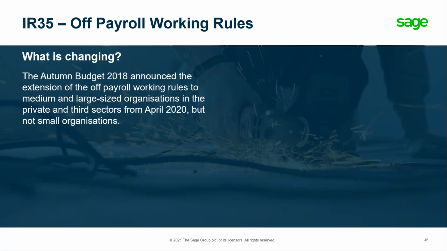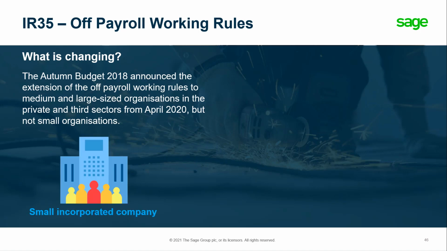So what is changing? The Autumn Budget 2018 announced the extension of the off-payroll working rules to medium and large-size organizations in the private and third sector from April 2020, but not small organizations. A small incorporated company, subject to the Companies Act 2006, must meet two of the following criteria: fewer than 50 employees, annual turnover of less than £10.2 million, or total balance sheet assets of less than £5.1 million. A small incorporated organization must have an annual turnover of less than £10.2 million.